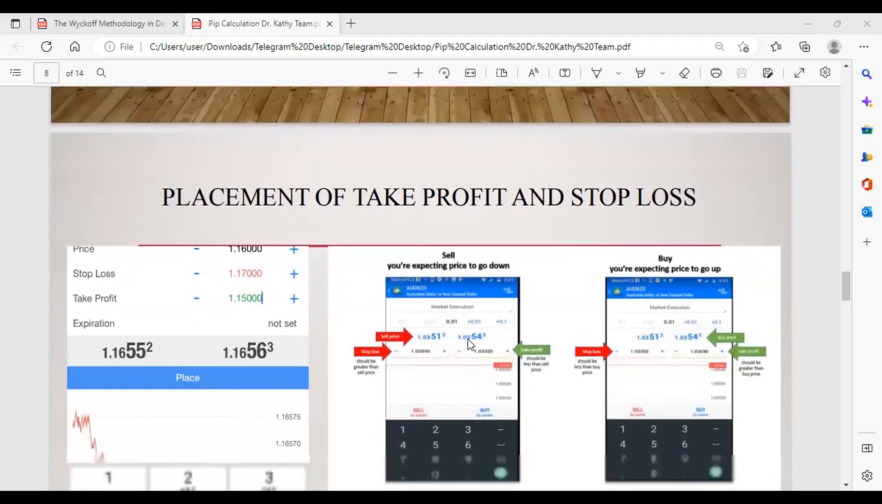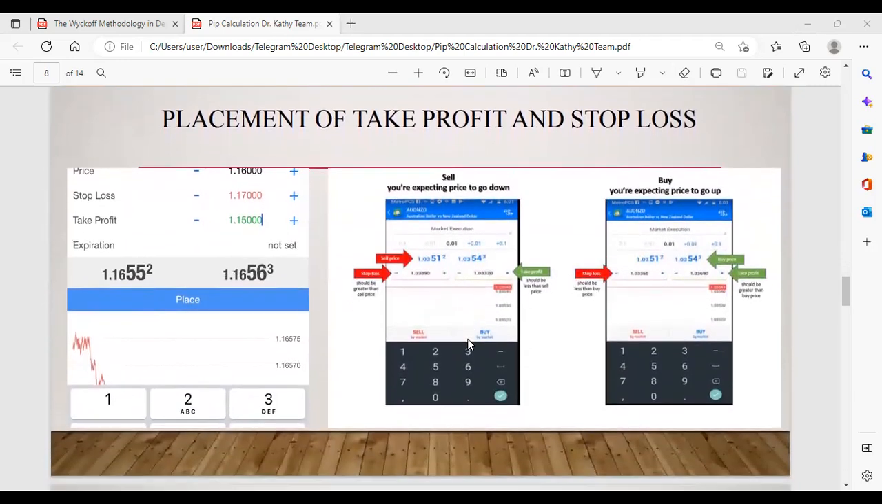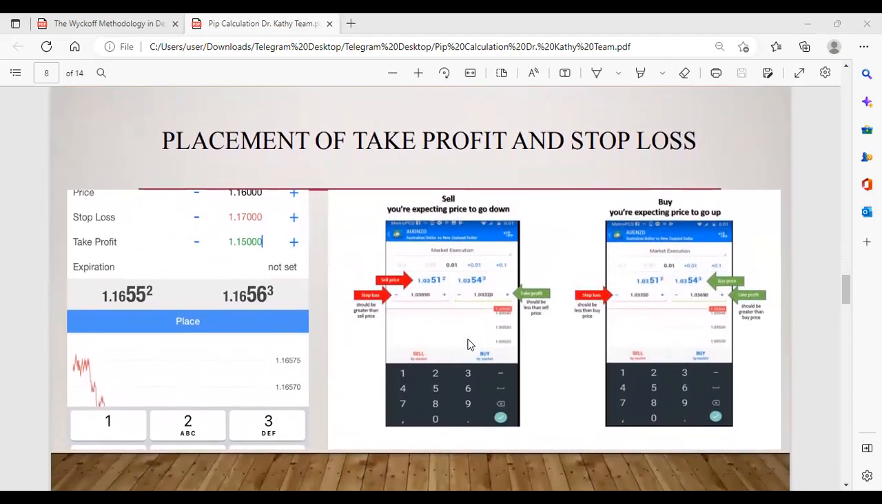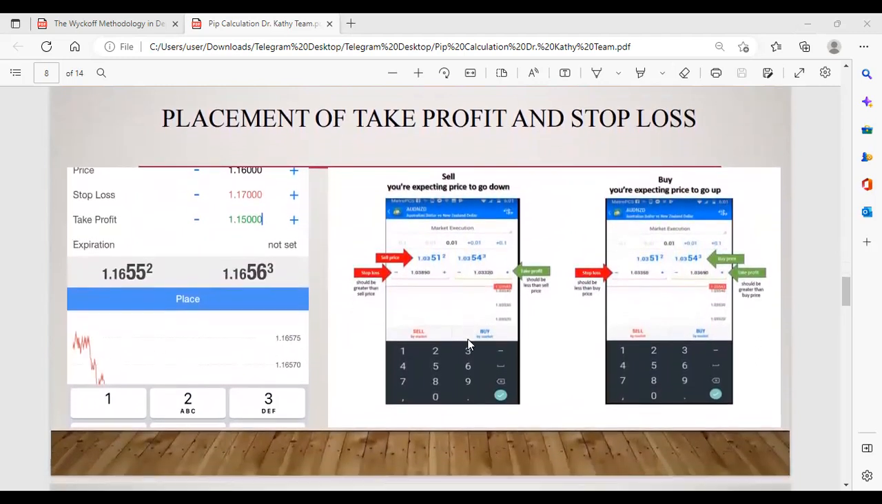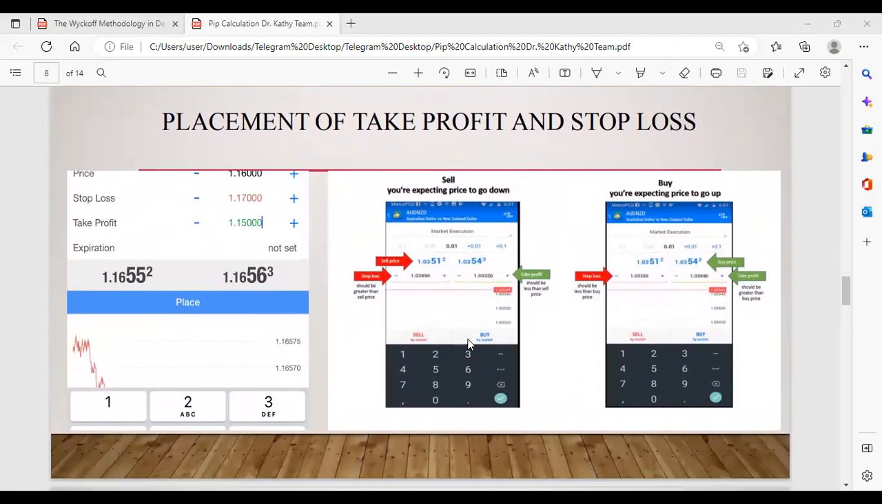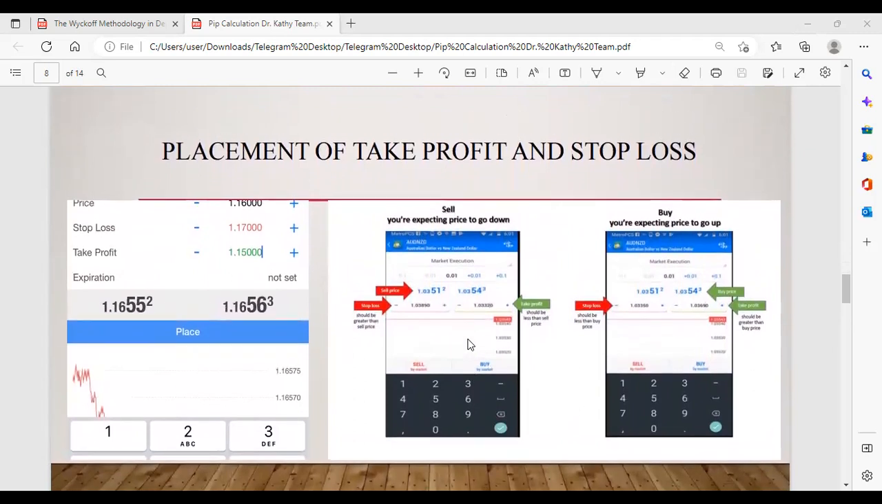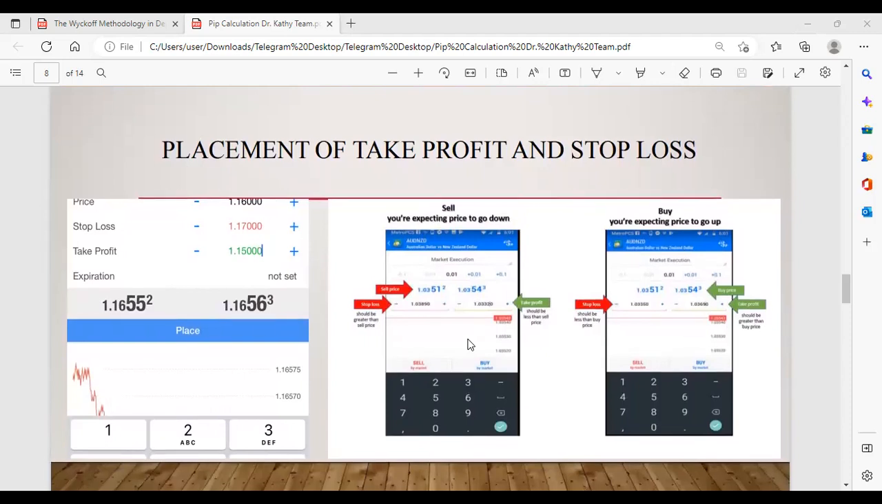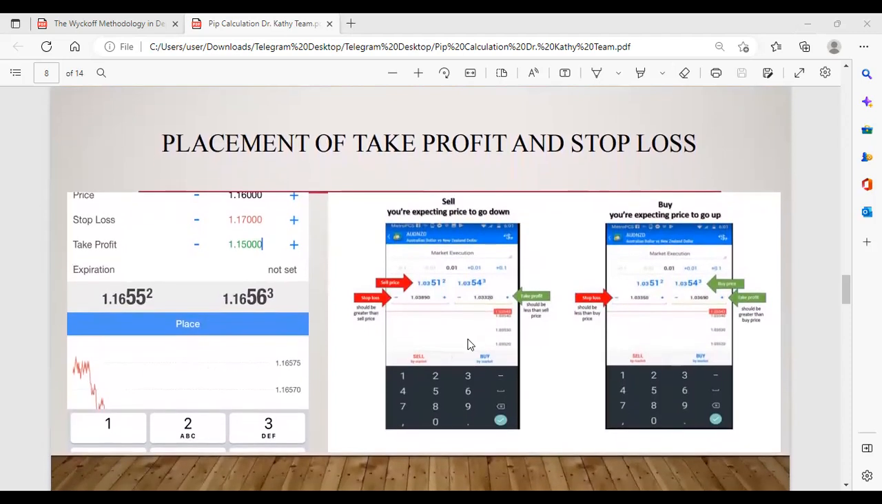So, placement of a take profit and stop loss. Know this, guys, because these are basic things that you don't know about, but I'm taking my time to show you. So watch this video more and more to retain it. Whenever you go there and click on it, it's going to come this way: the price, the stop loss, and the take profit.